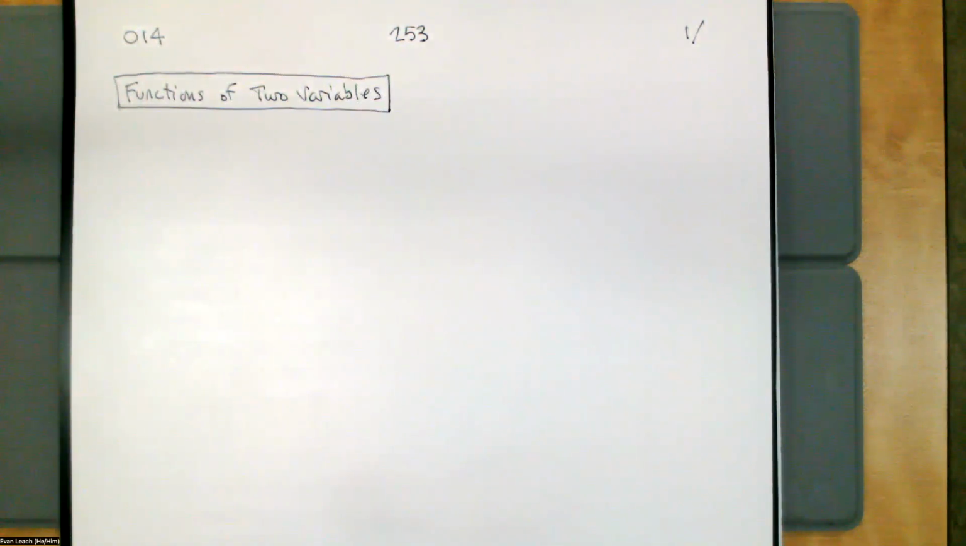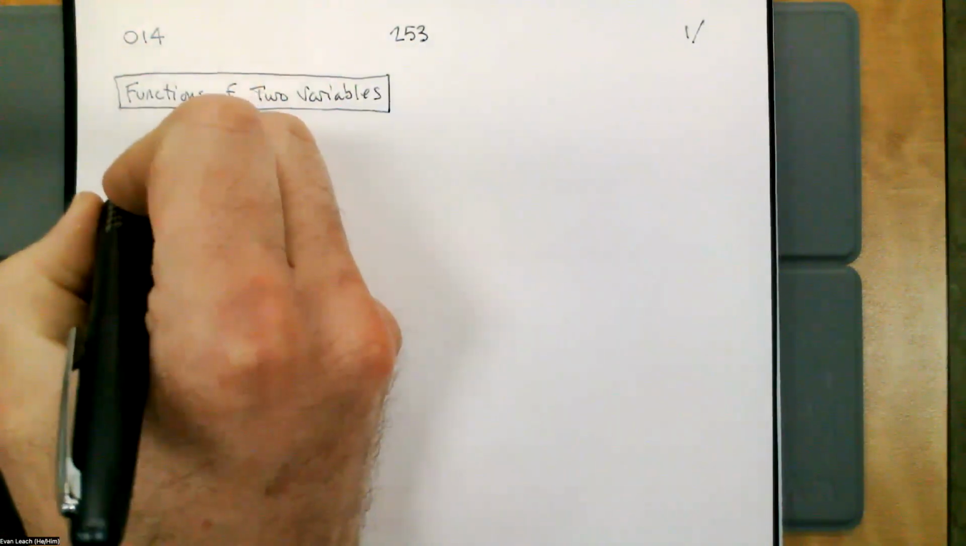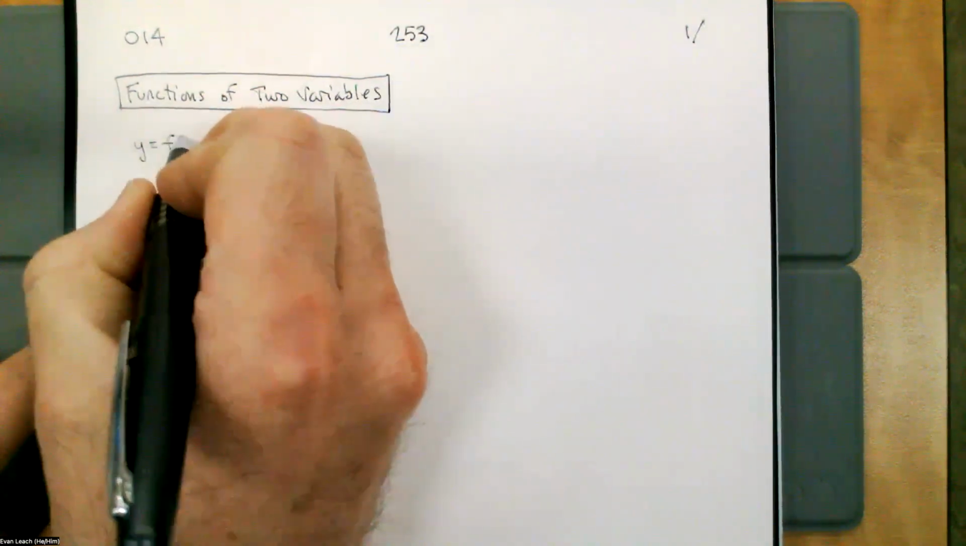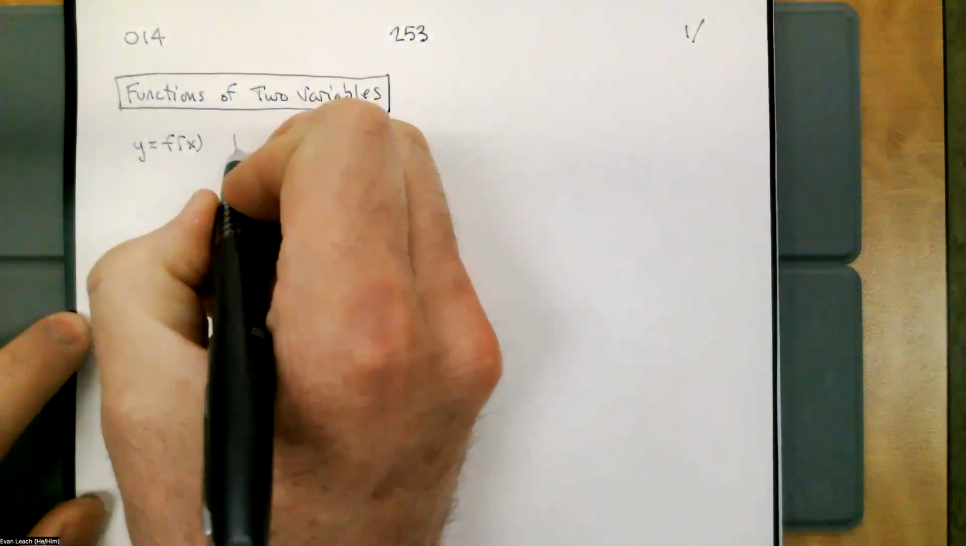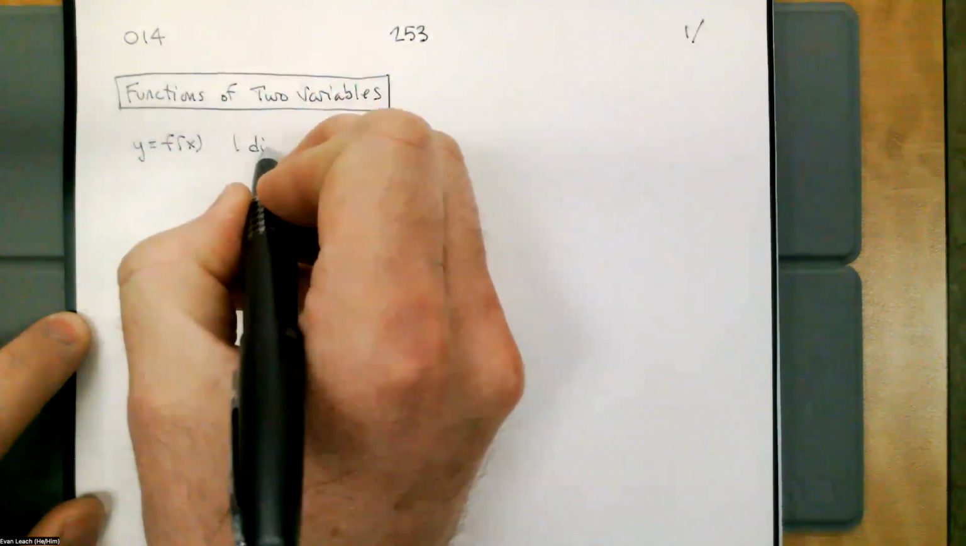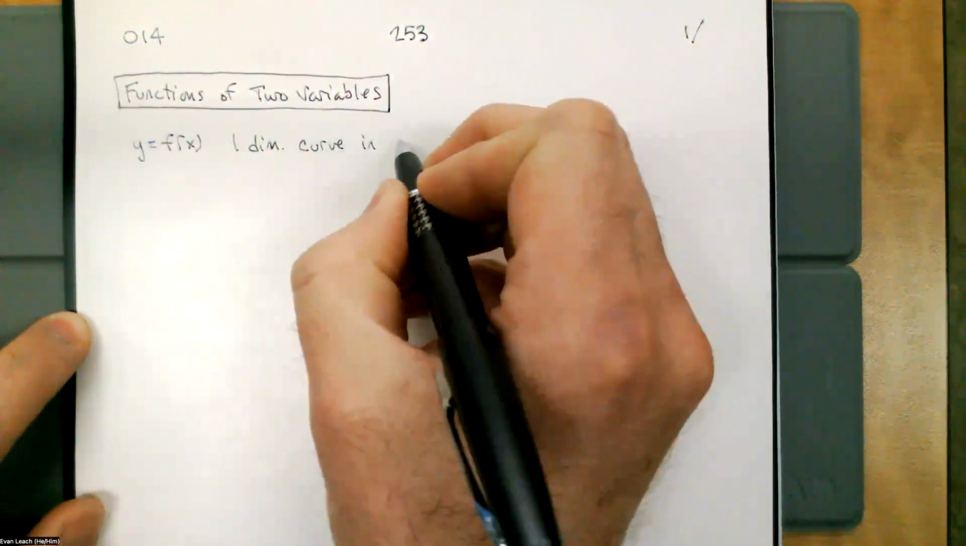Here's what we want to think of. We want to imagine that we're just expanding on stuff that we already know. So let's grab what we already know and how it's going to relate to this. When we write an equation like y equals f of x, we have a function of one variable. The graph of this function will be a one-dimensional curve in two-dimensional space.